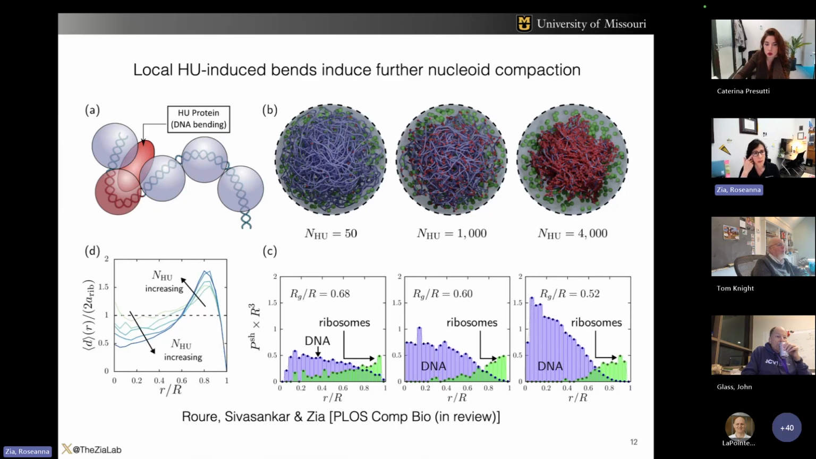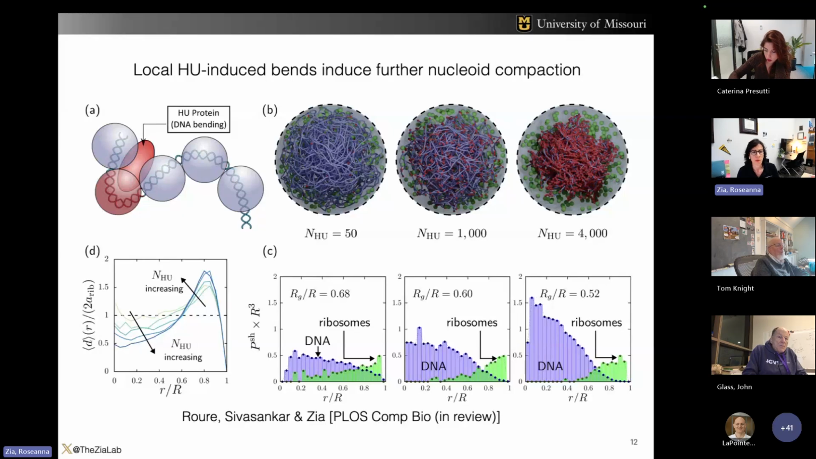So we decided to test it and crank it up, even unphysically so. We distributed local bending defects across the genome by changing the local equilibrium angle, and the number of defects was chosen to represent a range of concentrations from physiologically accurate to unphysical concentrations of HU, just to make the point. The three simulation snapshots shown here show visually that increased HU concentration globally compacts the nucleoid, expelling ribosomes.